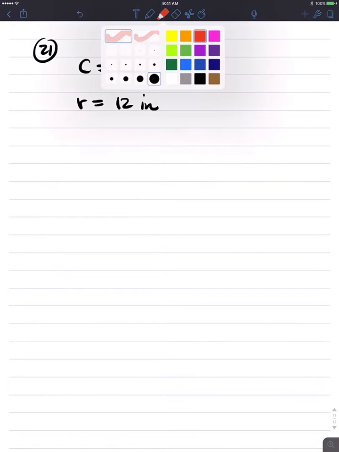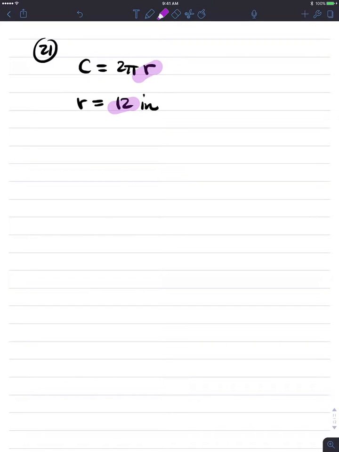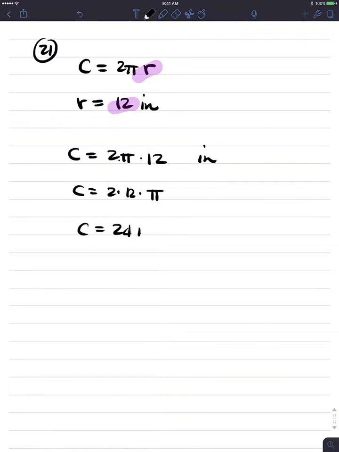Number 21. The radius of a circle measures 12 inches. What is the circumference? So the radius here is 12 inches. I'm going to replace my r value here, 12, into my formula. My circumference is 2 pi times 12, and our units are going to be inches. If we switch the order, we get 2 times 12 times pi, or simply 24 pi inches. And we're done.